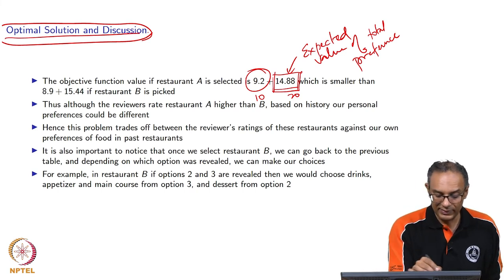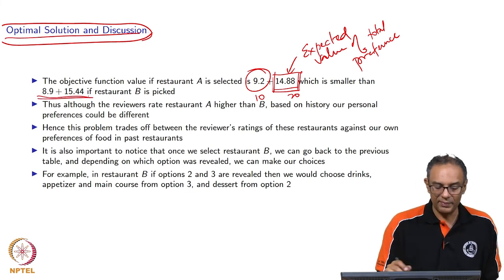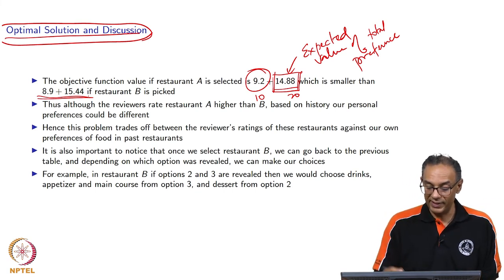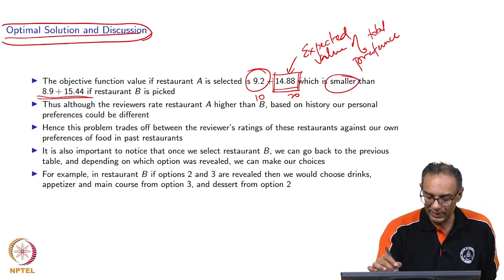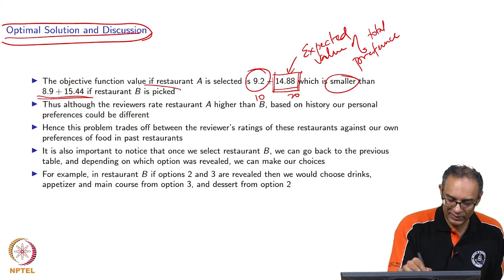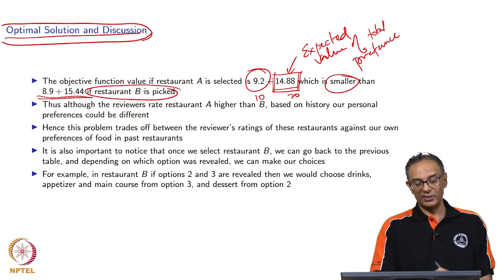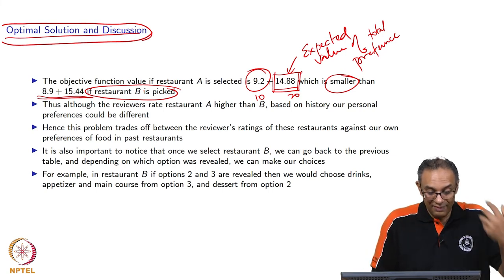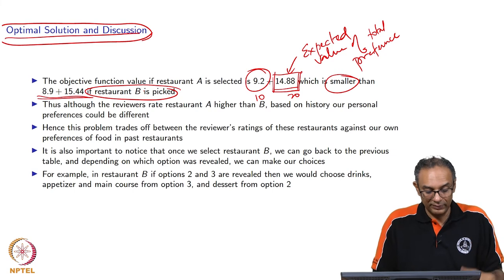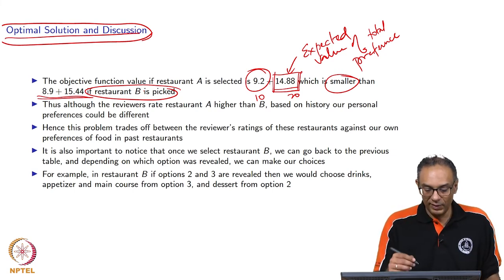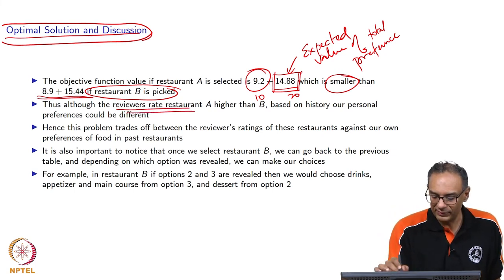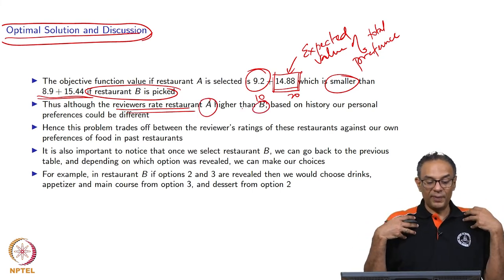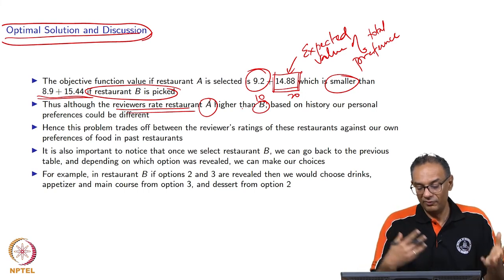So now we're looking at this and saying, okay, between 8.9 plus 15.44 versus 9.2 plus 14.88, which is better? Turns out that A is smaller and you should actually select restaurant B. Okay, so that's what this tells you. If you select restaurant B, on average, you're going to be doing better. Now it turns out that although the reviewer's rating is better for restaurant A than restaurant B, based on your preferences, you could be better off with restaurant B.